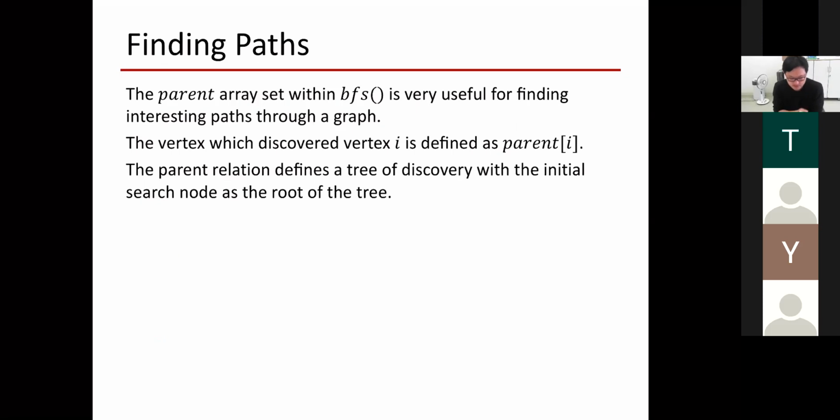The parent array set within the BFS is very useful for finding interesting paths through a graph. The vertex which discovered vertex i is defined as its parent. So what is a good thing to do with the parent?